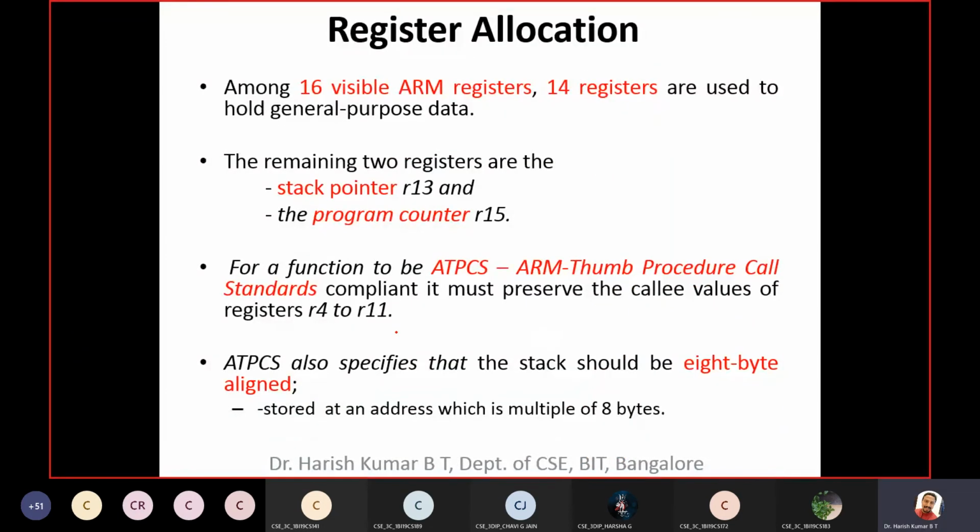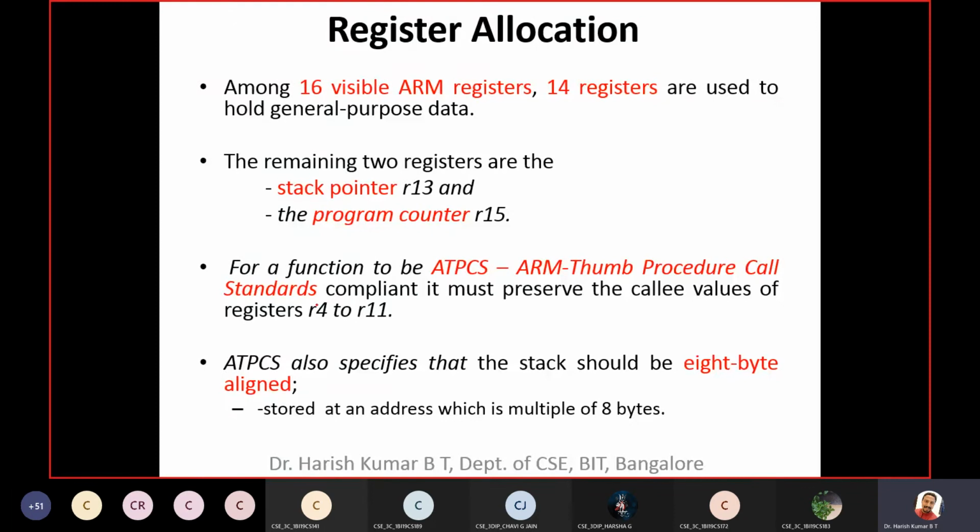So next is register allocation. I think we have already discussed this, and you know this. 16 visible registers are available, and 14 are general purpose registers, which are used to hold the data. R13 is the stack pointer, R15 is the program counter, and R14 is the link register. And whenever you are operating the processor in Thumb mode, it has to follow this standard.